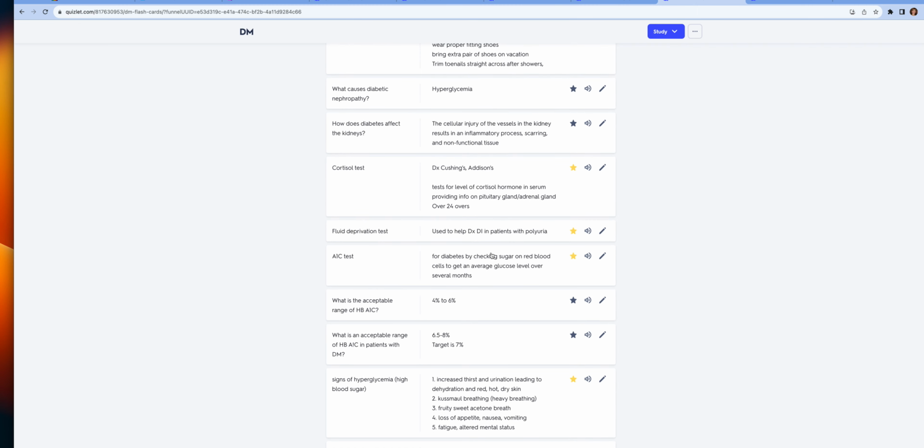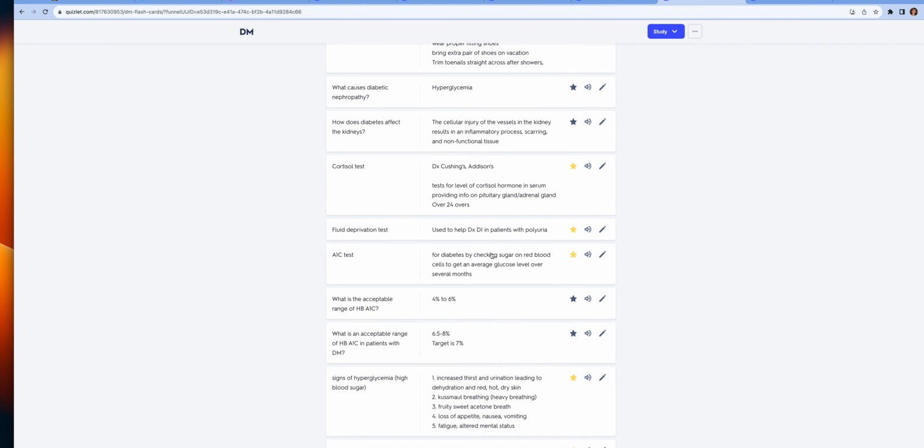The fluid deprivation test is done to diagnose DI in patients with polyuria. Now, diabetes insipidus has got nothing to do with diabetes mellitus, so make sure you understand that people with DI have no alterations in their blood sugar.